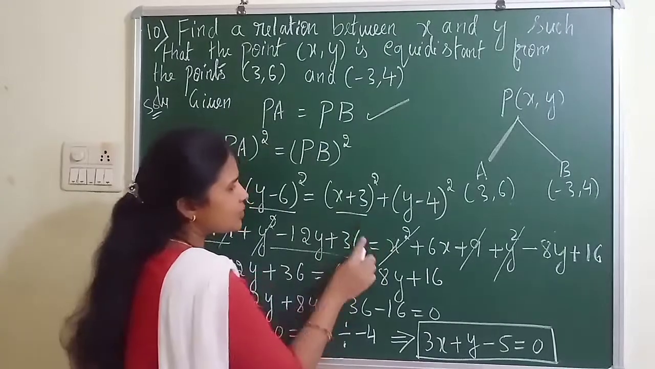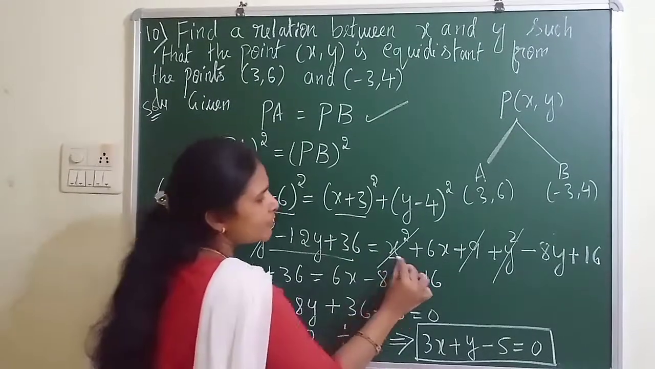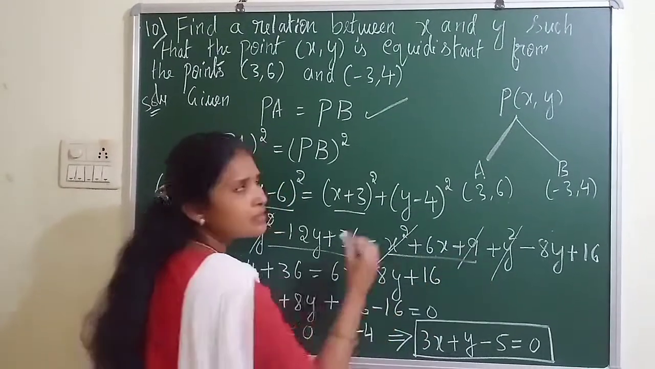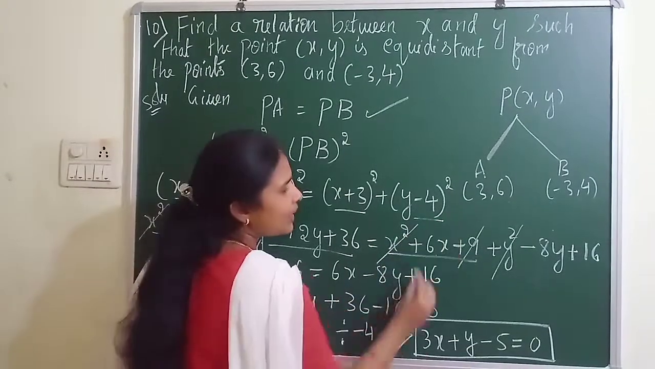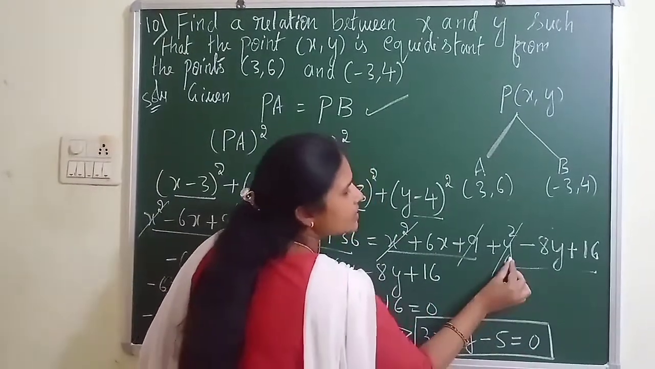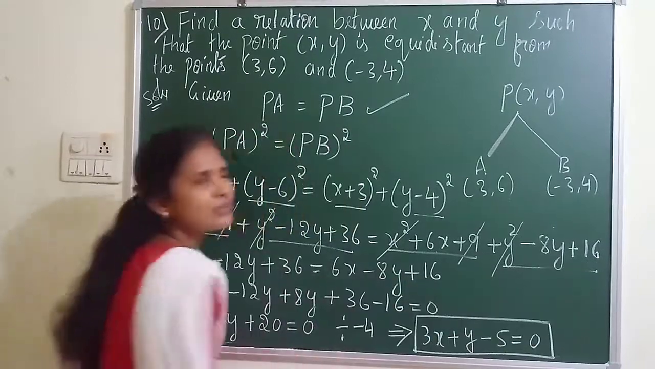So x plus 3 whole square, apply a plus b whole square. You get x square plus 6x plus 9. Again here apply a minus b whole square. You get y square minus 8y plus 16.